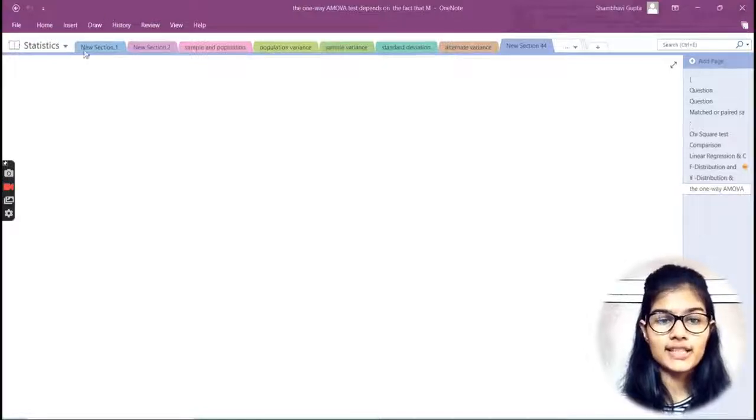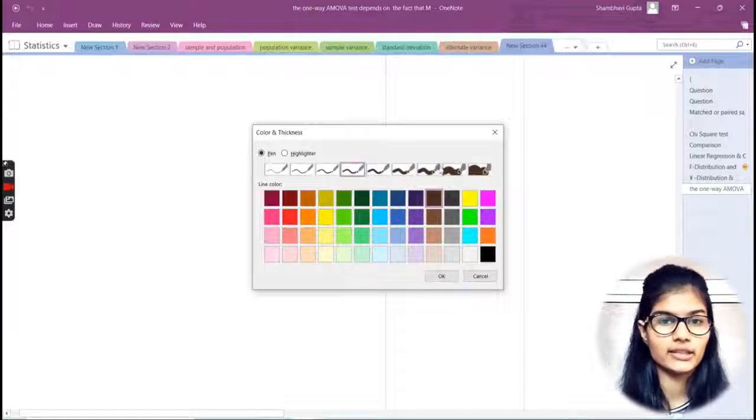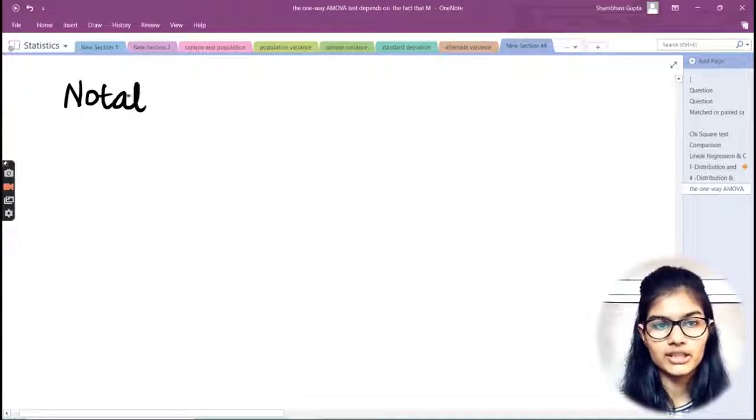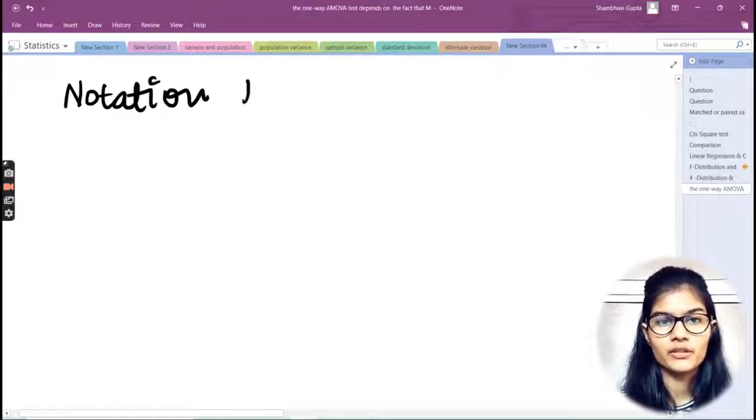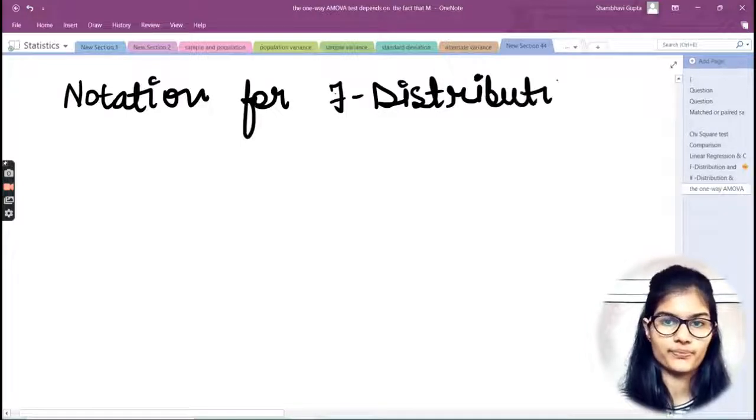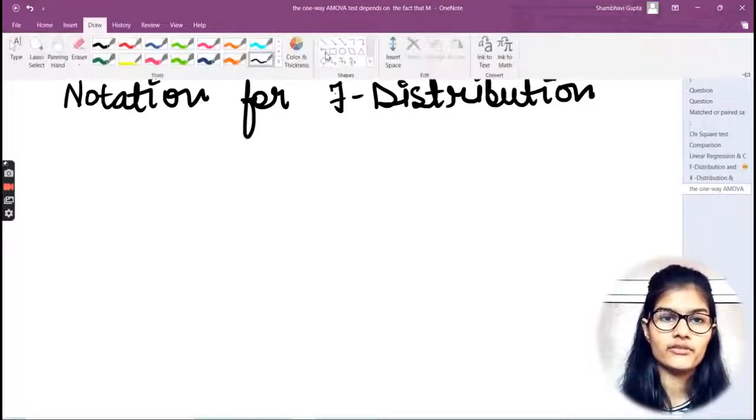So now we are going to study the notation of the F distribution, and some facts regarding the F distribution. I would just take out a color here so that I could put on the heading. So here goes the heading: notation for F distribution. Great.